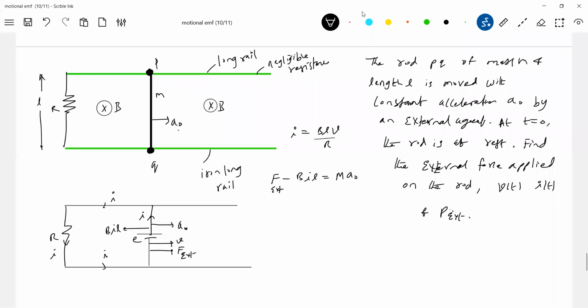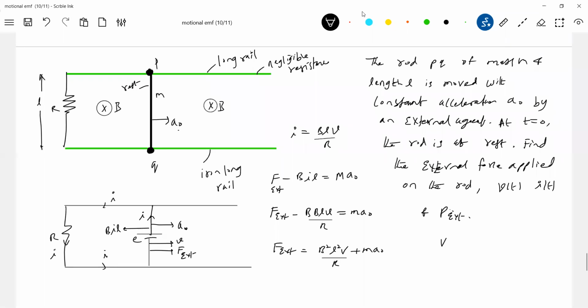So initially the rod is at rest. Rod initially is at rest. Let's see now, BLV by R equal to m a naught. So this will be F equal to B square L square V by R plus m a naught.